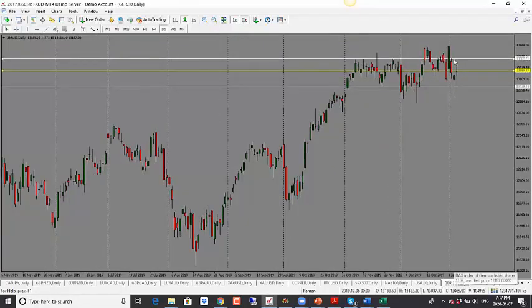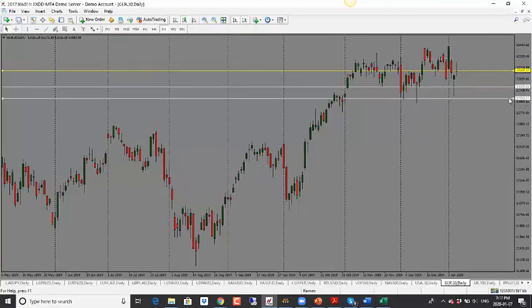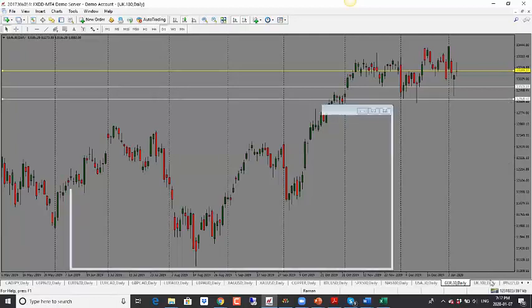DAX here, we do have a doji here. So we have a large pin on the top, which means bias is to the downside here. 13,000 is the first target. And then we have 12,900 as the second target. So bearish bias here for DAX as well.